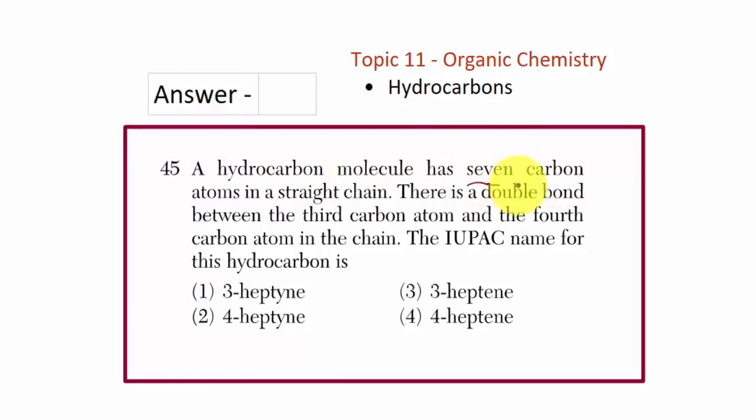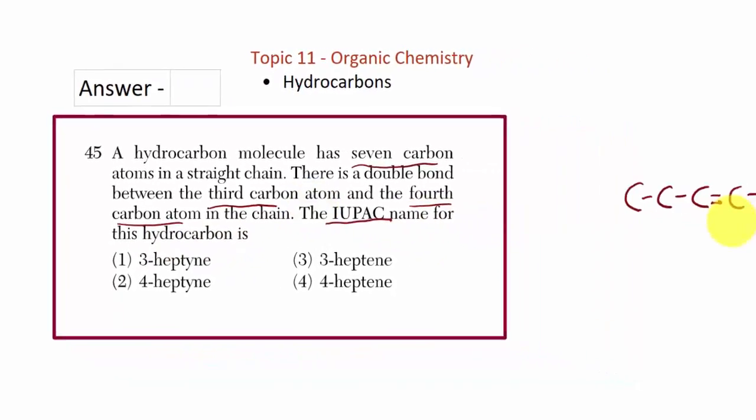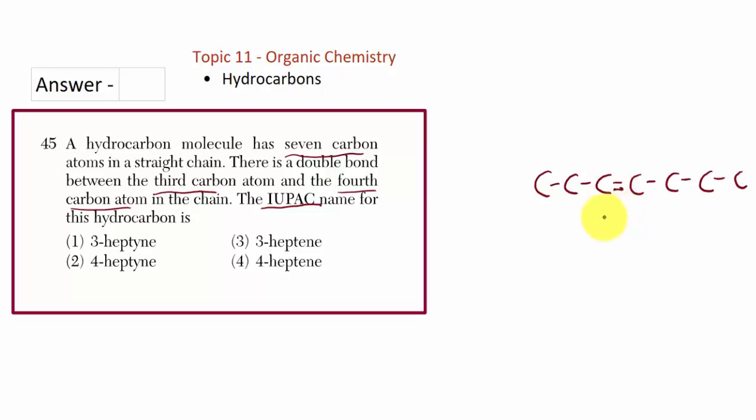Question 45. A hydrocarbon molecule has 7 carbon atoms in a straight chain, and there's a double bond between the 3rd carbon and the 4th carbon in the chain. What is the official name, a IUPAC name, for this hydrocarbon? I've drawn the structure over here, and when we're going to name this structure, the first feature that we really obviously see is that there is a double bond. So double bonded hydrocarbons are members of the alkene series, so we know the name is going to end with ENE. That eliminates 2 answers.